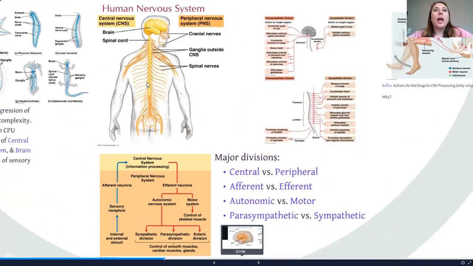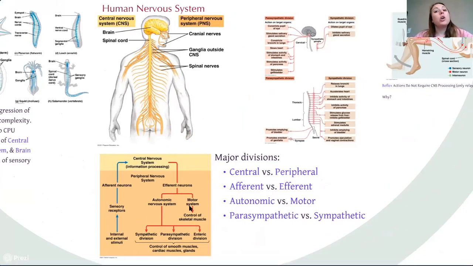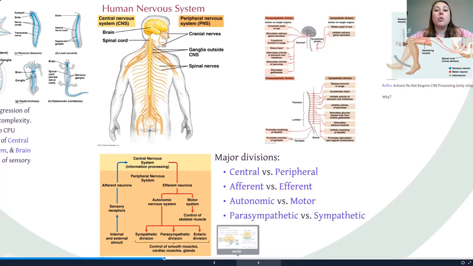So again, here we have the division of our nervous system. We have the central nervous system, which is made up of the brain and the spinal cord, and then we have the peripheral nervous system, which is everything else. We can further divide our peripheral nervous system, these efferent neurons, into the autonomic nervous system and the motor nervous system. So the motor are like the motor of your muscles, whereas the autonomic is everything else. Your sympathetic, your parasympathetic. This is controlling your heart, your digestive system, your reproductive system, your urinary tract system. All of that is done through your autonomic nervous system.